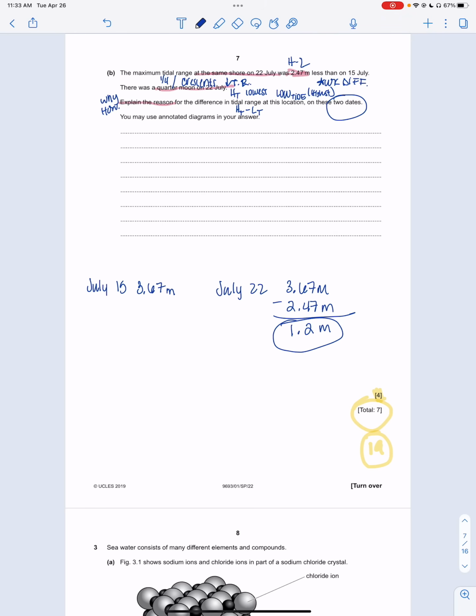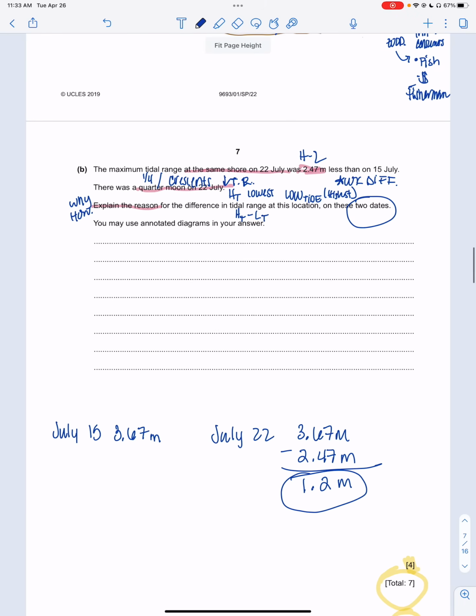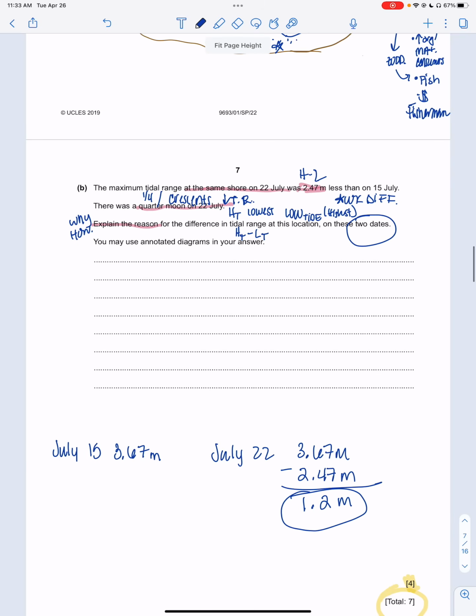And it's all going to be about the alignment of the Earth, Moon, and Sun, and then the gravity that they are imposing on them. You may use an annotated diagram for your answer. Man, when in doubt, if you don't have the words, draw it out, like I've always said on a test.